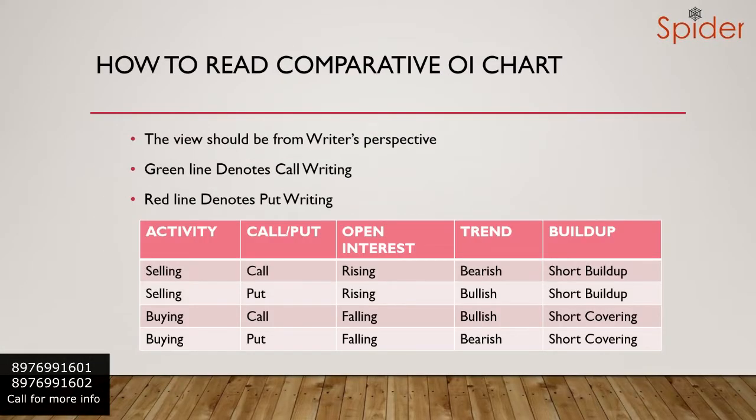Okay, we can see the trend from the comparative open interest chart. First thing, we need to check a view should be from the sellers' or the writers' perspective. So now I have some examples over here. We'll just discuss the examples.